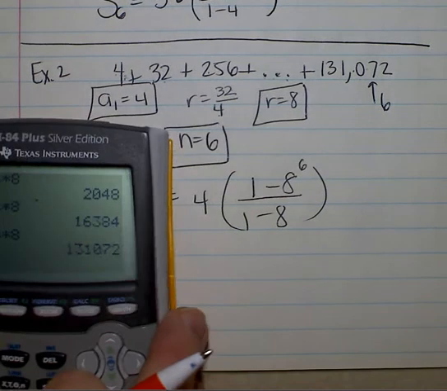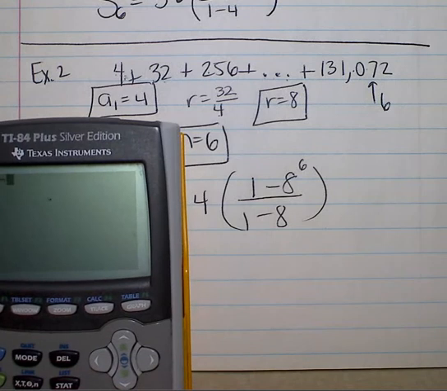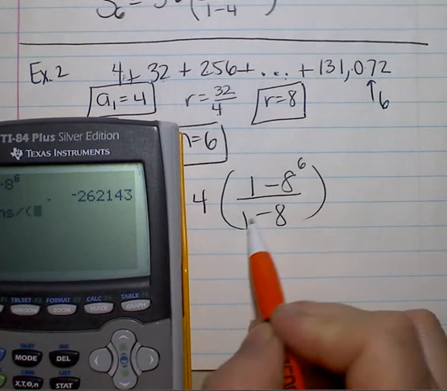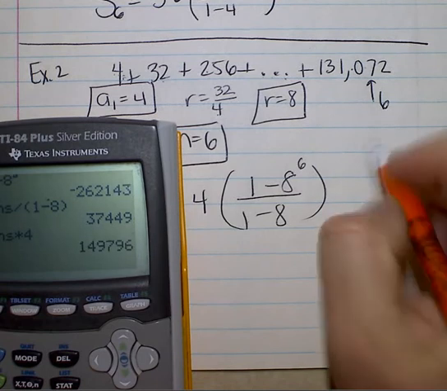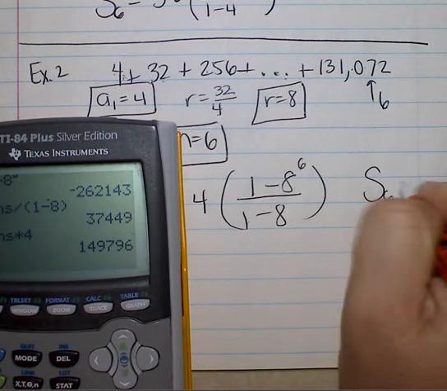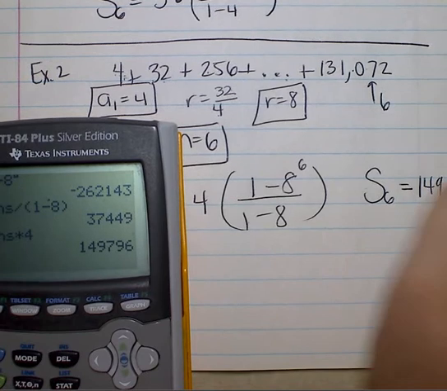Grabbing the calculator once again, it's going to be 1 subtract 8 to the 6th. Remember that when you divide, you need to put in parentheses 1 subtract 8, and then take it times the original first number in the geometric sequence, which is 4. So how do we write this? It means the first 6 numbers in this sequence would add up to 149,796.